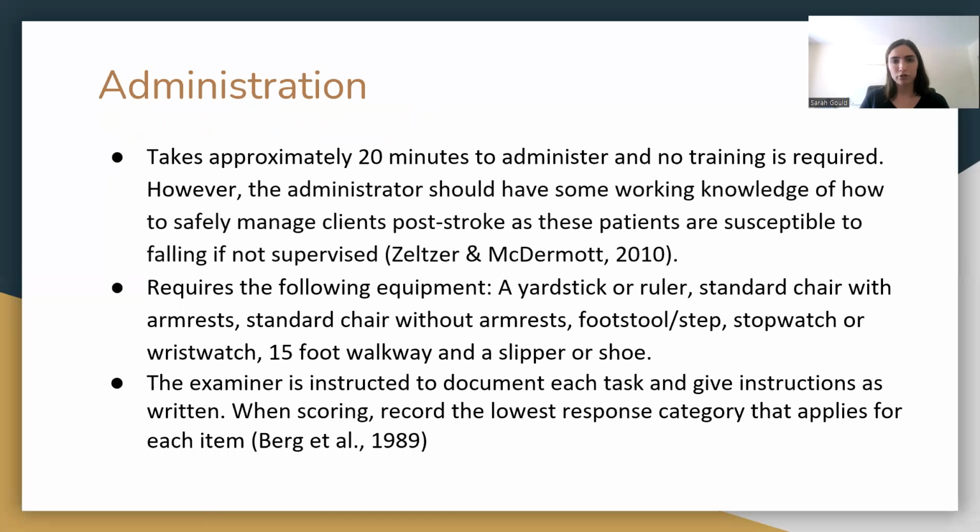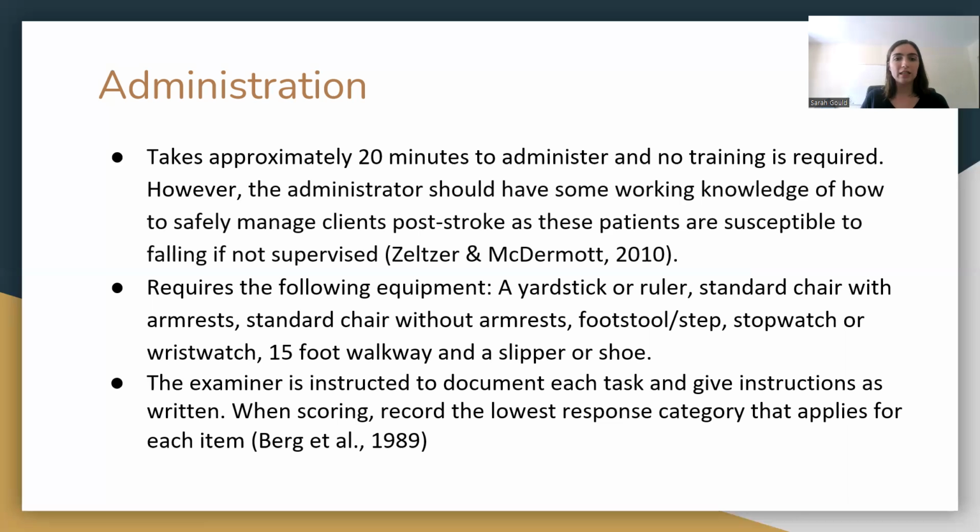So in terms of administration, this assessment is very quick and easy. It takes around 20 minutes to administer, and there's no formal training required. Some websites do note that the administrator should have some working knowledge of how to safely manage clients post-stroke and anyone with a history of falls, as these patients are susceptible to falling when asked to do certain movements, and they should be supervised.